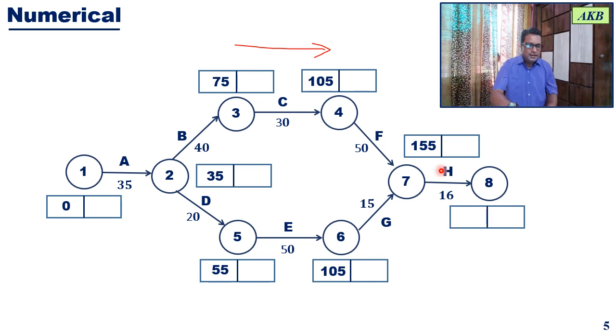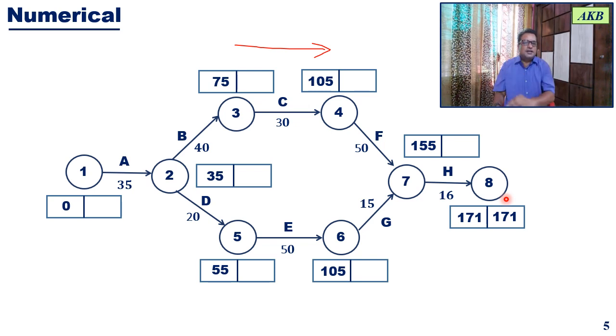And finally, for event 8, it is a very simple calculation. It is simply the addition of 155 and 16. That is 155, the earliest event time for event 7, plus the duration of activity H, and that gives you 171. So that completes our forward pass calculations. Now we have arrived at the last event, so that ends our forward pass calculations.